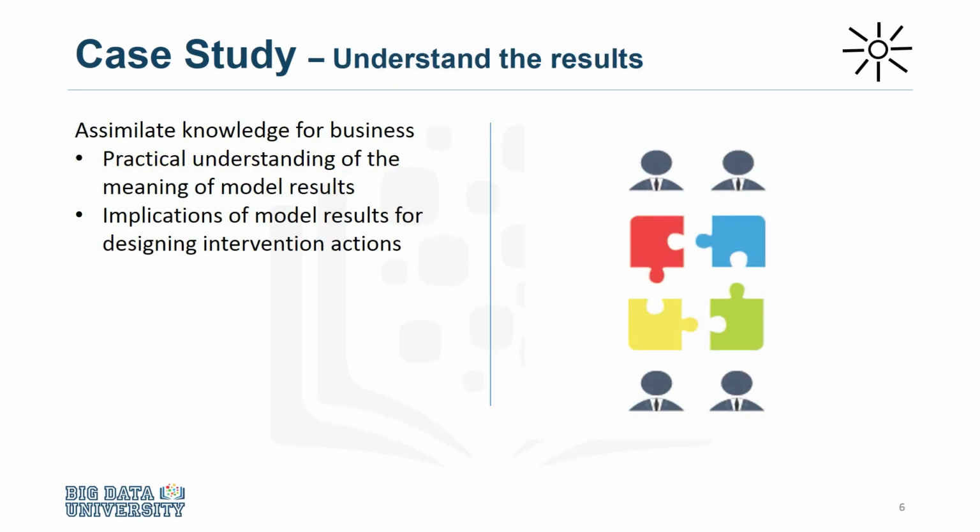In preparation for solution deployment, the next step was to assimilate the knowledge for the business group who would be designing and managing the intervention program to reduce readmission risk. In this scenario, the business people translated the model results so that the clinical staff could understand how to identify high-risk patients and design suitable intervention actions. The goal, of course, was to reduce the likelihood that these patients would be readmitted within 30 days after discharge.